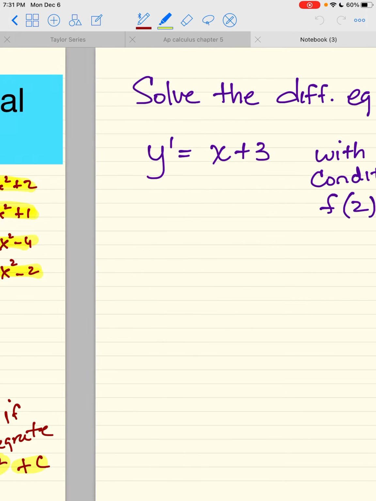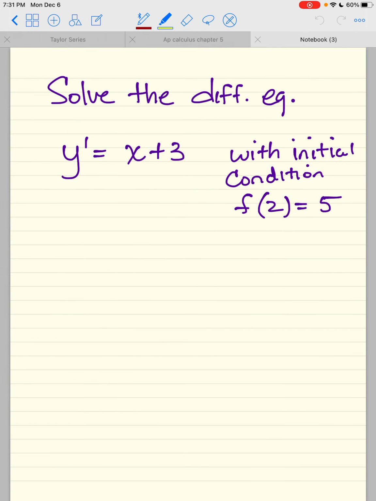Well, on your calculus BC exam or AB, you're going to have to do 5 to 6 steps to get 5 or 6 points. So in this problem here, I ask: solve the differential equation with initial condition f of 2 equals 5. What I need to do first is make sure that I separate the variables, but before I do that, I need to rewrite y prime to be dy dx equals x plus 3.